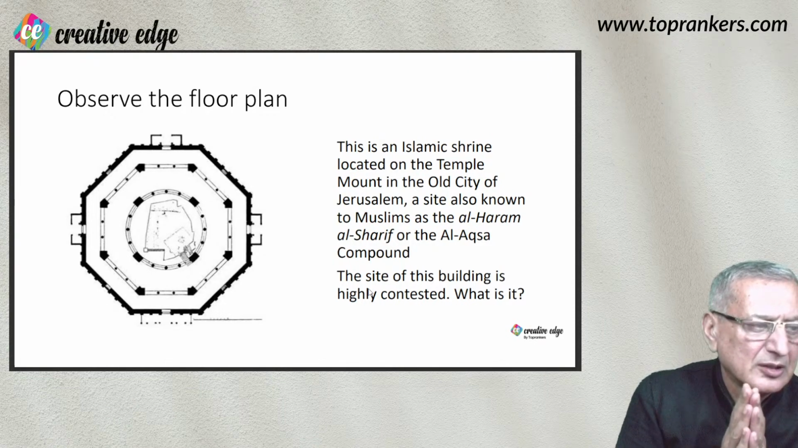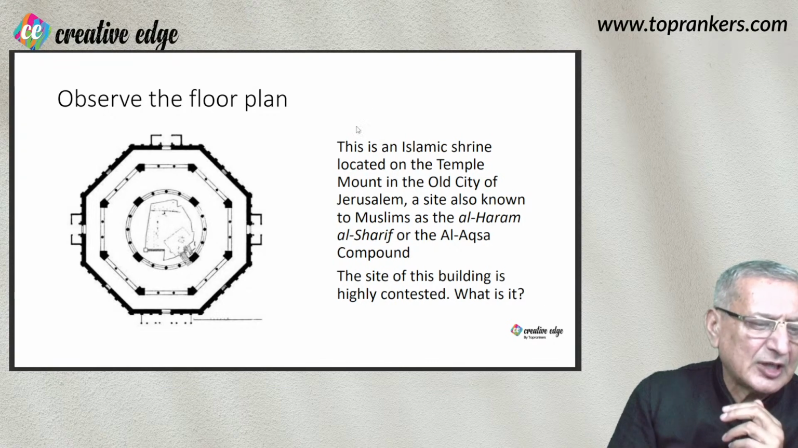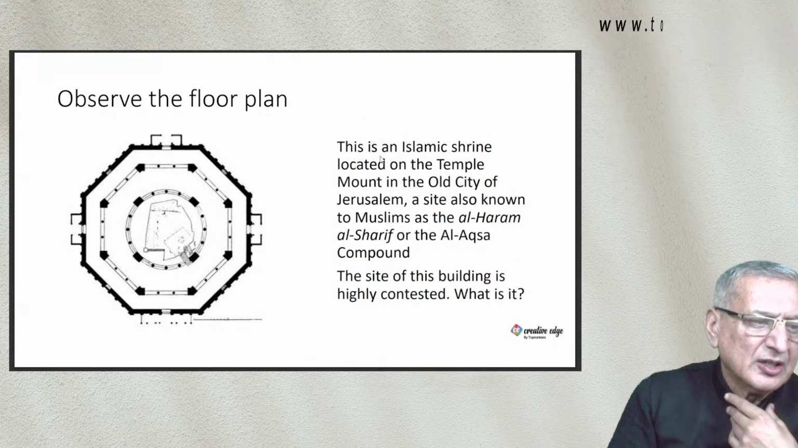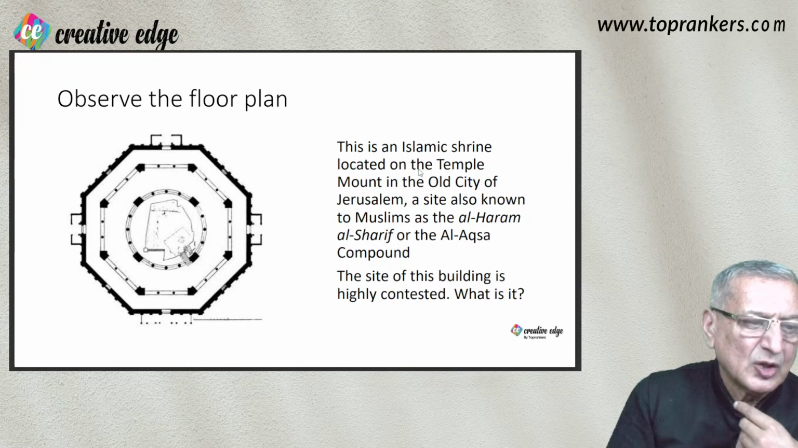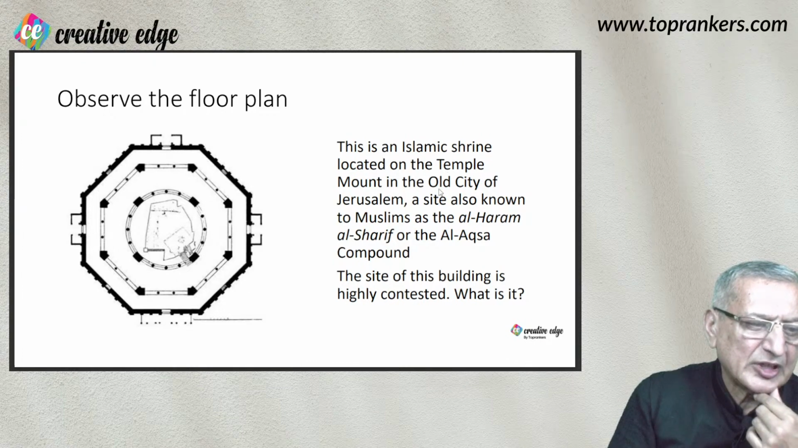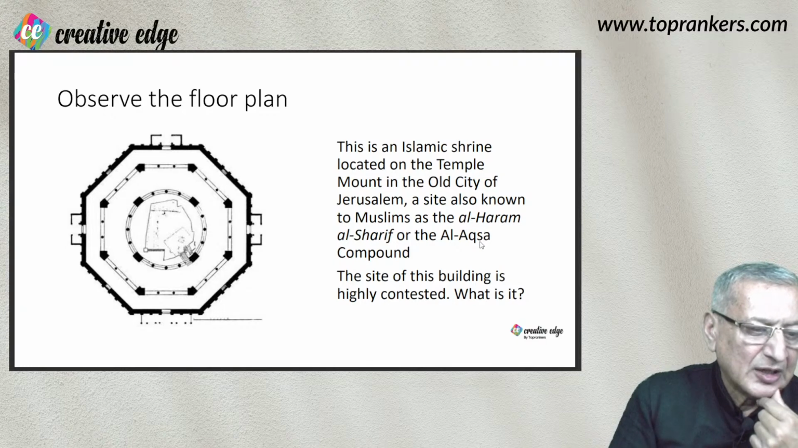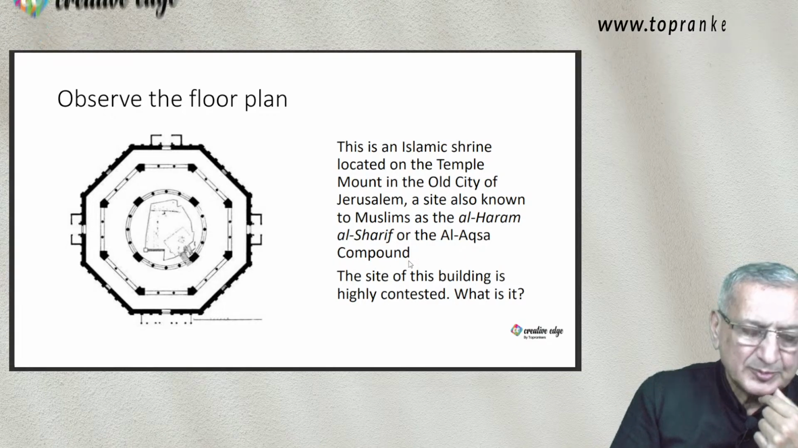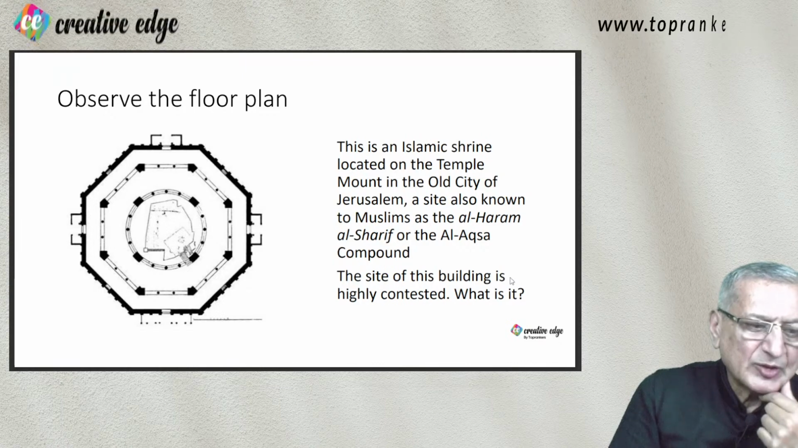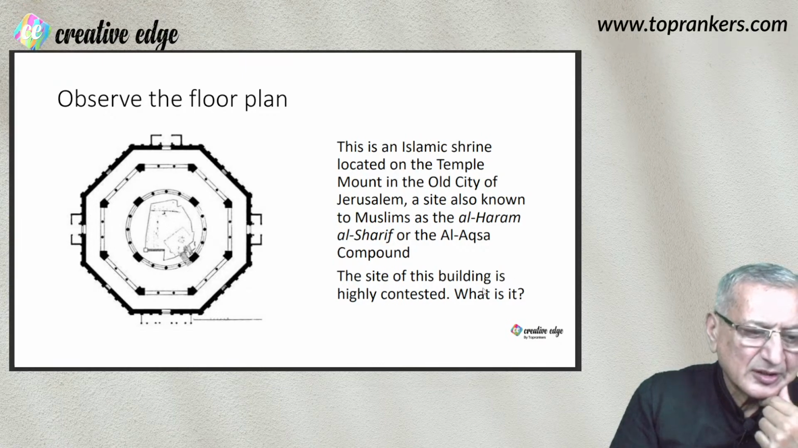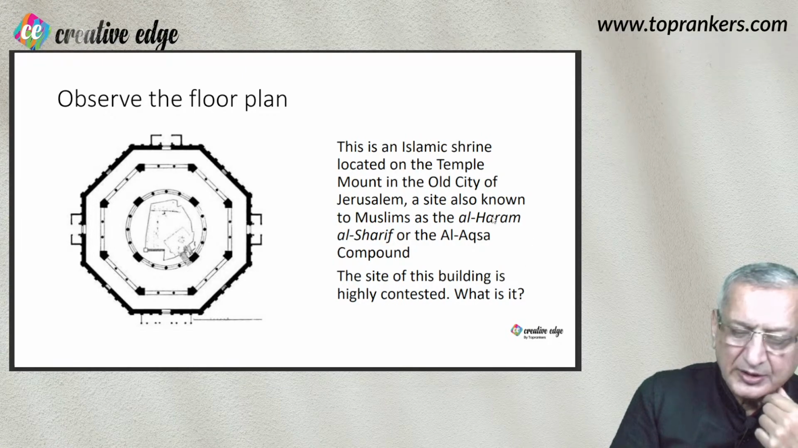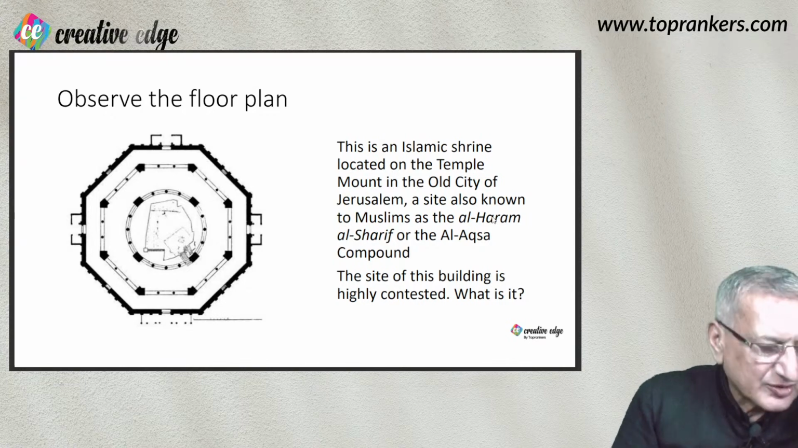Like, although I have described it quite in detail, this is an Islamic shrine located on Temple Mount in the old city of Jerusalem, a site also known to the Muslims as the Al Haram, Al Sharif, or Al Aqsa compound. The site of this building is highly contested. What is it? Or which is this building?